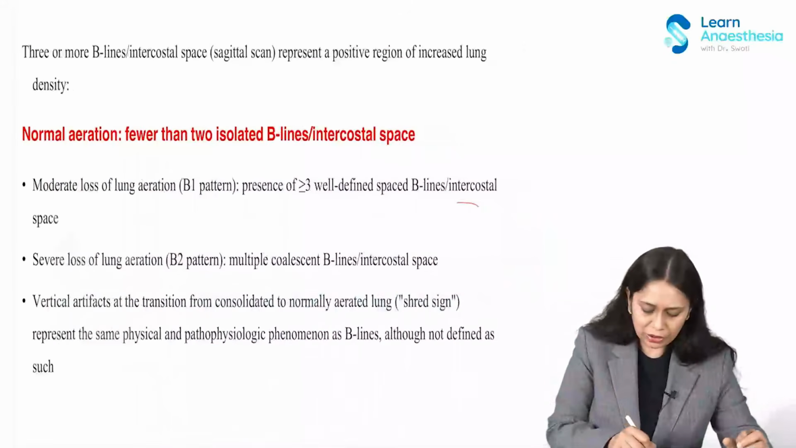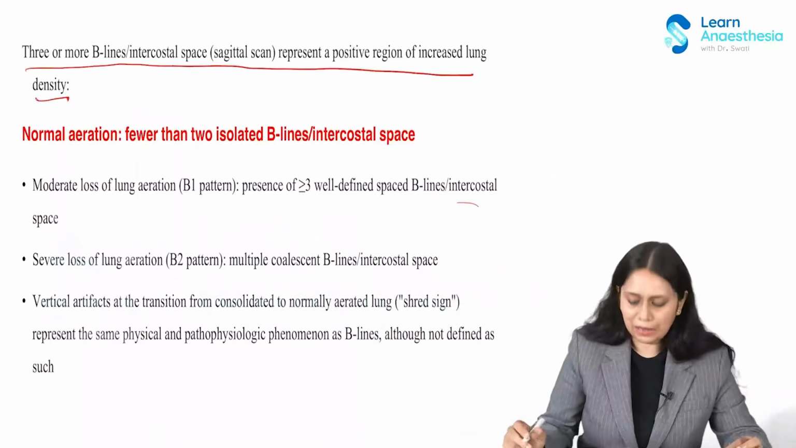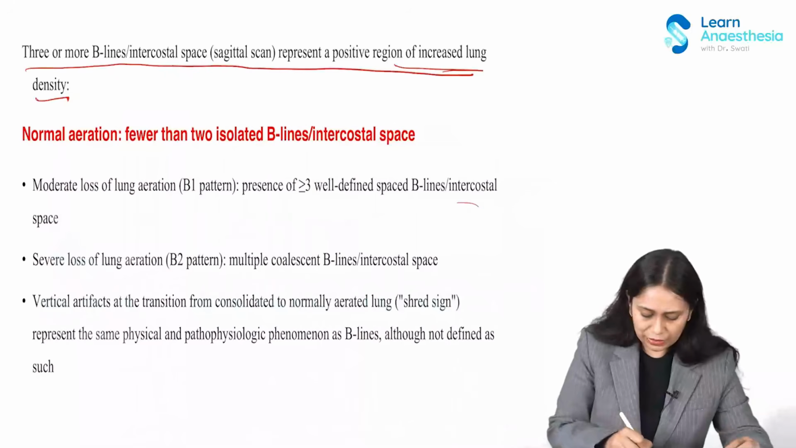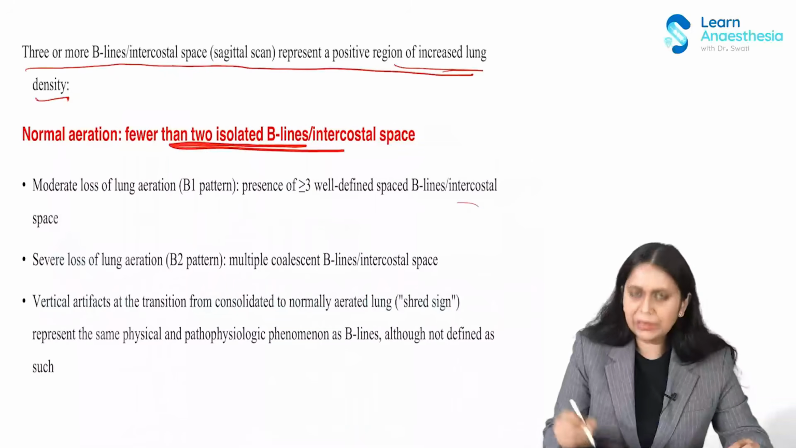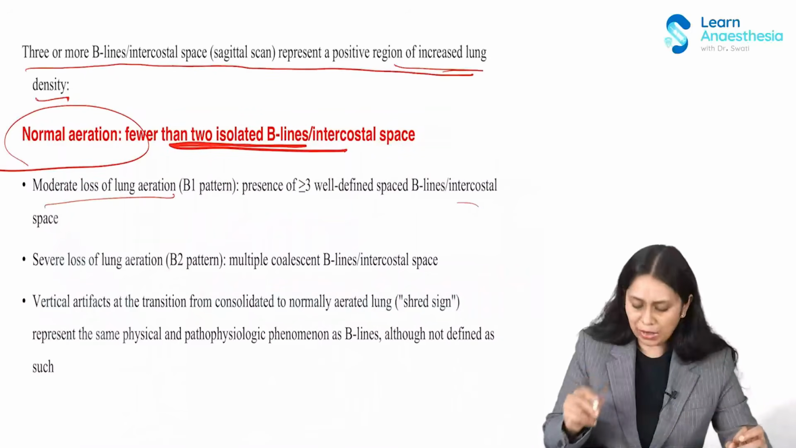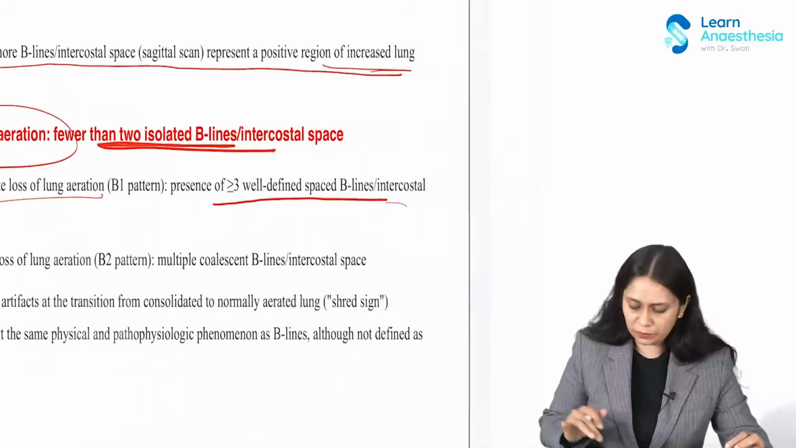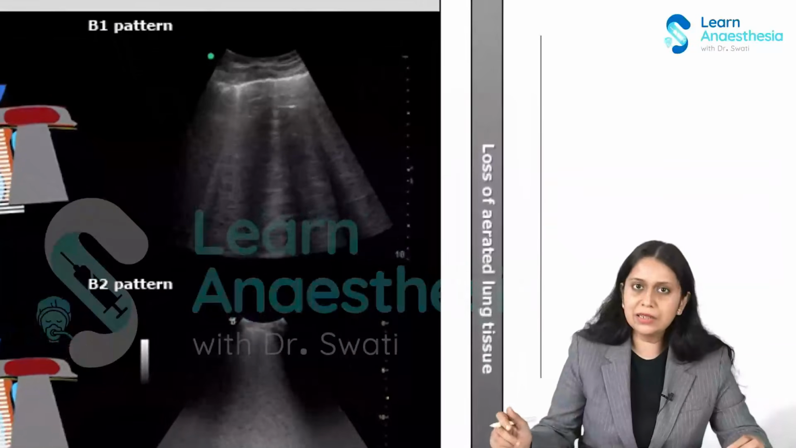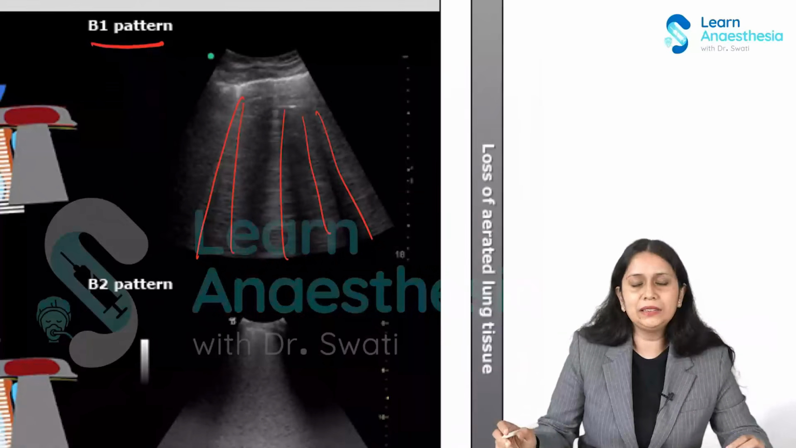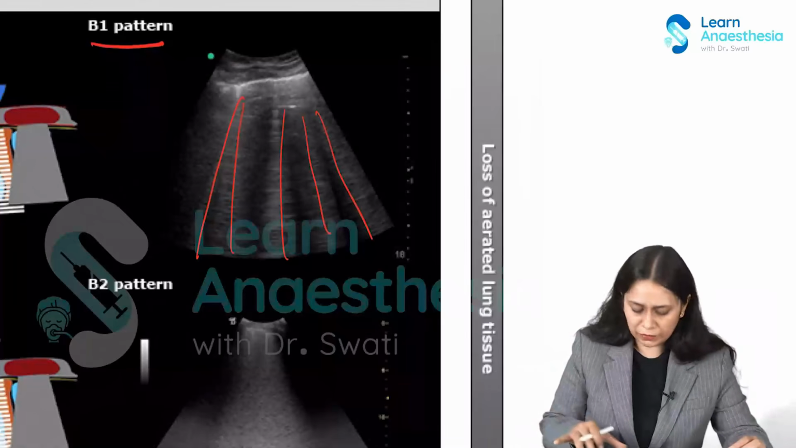Three or more B lines represent a positive region of increased lung density, I mean, lung density getting affected. If there are fewer than 2 isolated B lines in the intercostal space, it is normal aeration. Moderate loss of lung aeration is the B1 pattern, if 3 or more well-defined, spaced B lines are present in the intercostal space. So this is the B1 pattern, in which 3 or more B lines are present, normally spaced, and they will move with the pleura.